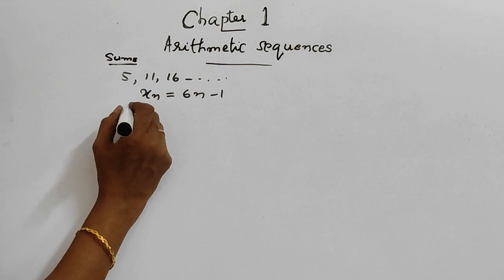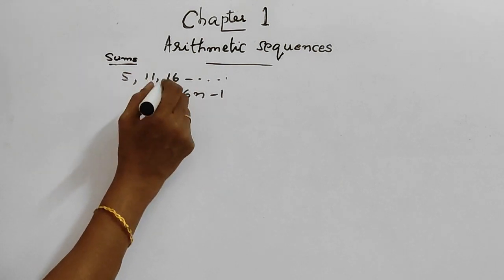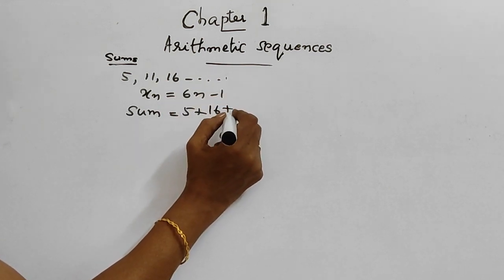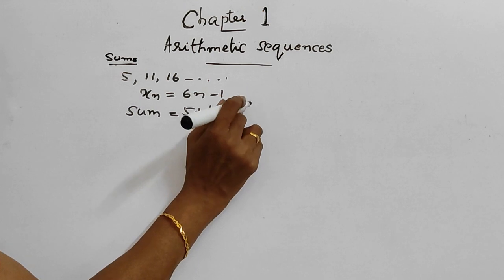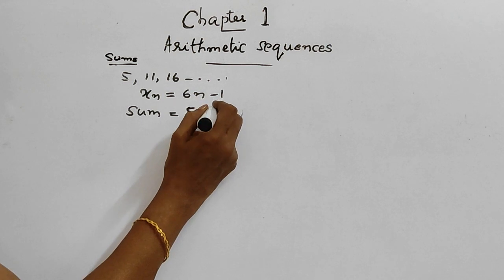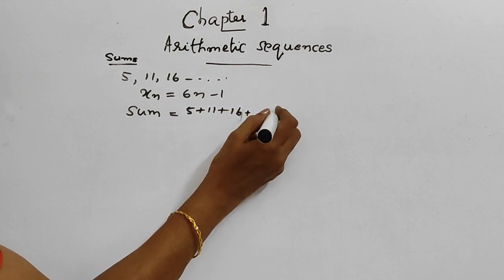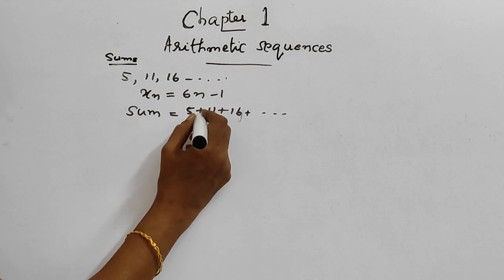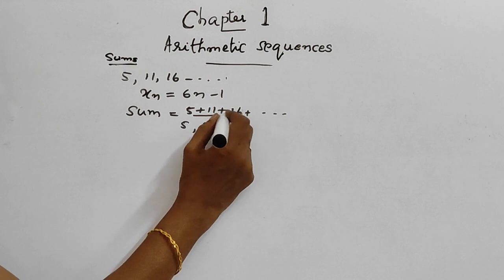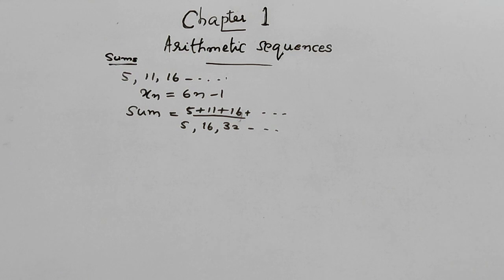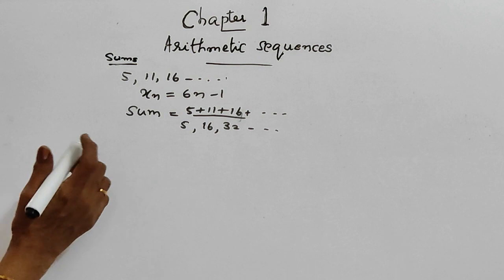Here, how to find the sum? If you add 5 plus 11, that is 16, plus 16, that is 32. You have to add 5 plus 11 plus 16 and so on. The sequence of sums will be: first term 5, sum of 2 terms 16, sum of 3 terms 32, like that. Here you have to find the general form of the sum of the sequence.